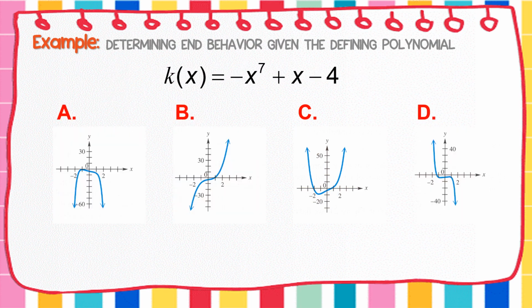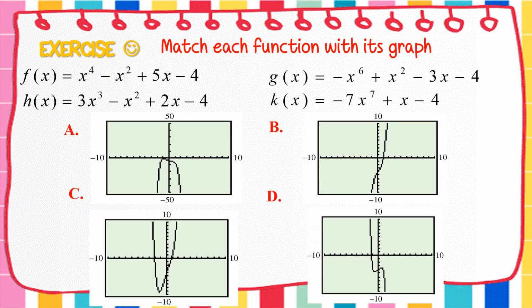Next, what is the leading coefficient? Negative 1. This is negative. What is the degree? 7. This is odd. So, negative odd, rising, falling. That is letter D. Okay. So, try or screenshot nito and then try to answer. If you have doubts, pwede nyo ipacheck sa akin. Okay, screenshot. Okay, let's move on.